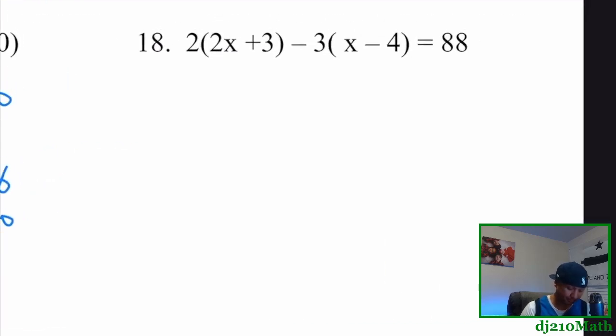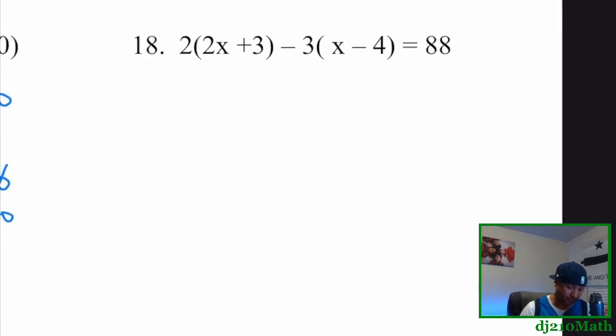Number 18. All right, distributing the 2. So 2 times 2x, this is 4x. 2 times 3, 6. Plus 6.